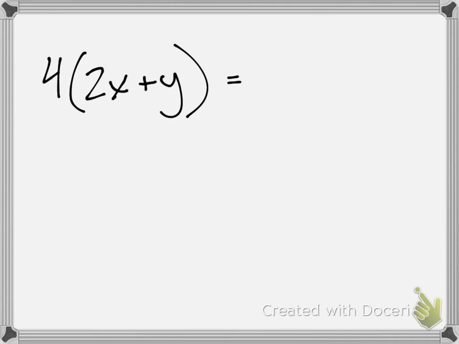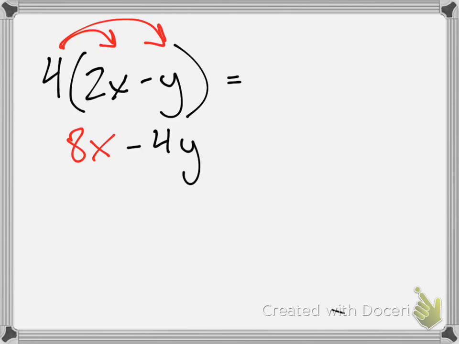What if I had one that looked like this? Something like 4, in parentheses, 2x plus y. I want to use a property. Does anybody know what property I'd be using here? The property we'd use is the distributive property, in which we multiply what's on the outside by everything on the inside. I always like to draw arrows over it. So 4 times 2x gives me 8x. I'm actually going to make a change here. I'm going to make this minus y. And now I have minus 4y.